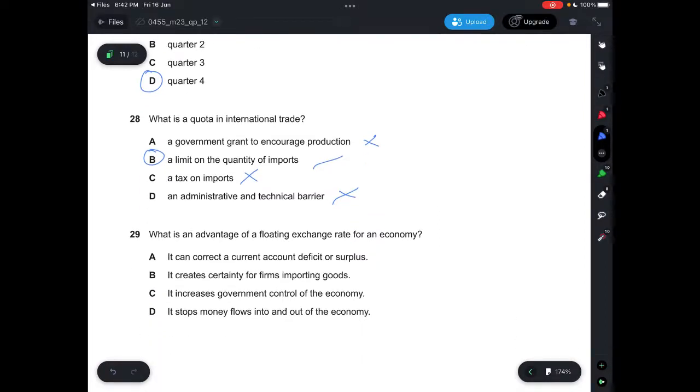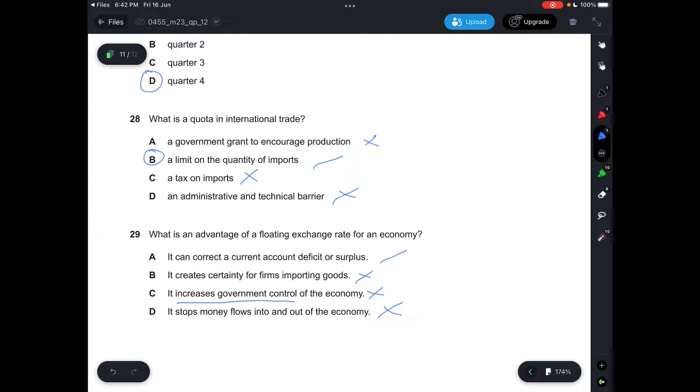29, what is an advantage of a floating exchange rate for an economy? A, it says it can correct a current account deficit or surplus, which is correct. B, it says it creates certainty for firms importing goods, which is not correct. C, it says it increases government control of the economy, which is not correct either, because if you want to increase government control, you have to go with either fixed exchange rate or managed float exchange rate. And D, it says stop money flow in and out of the country, which is not correct as well.